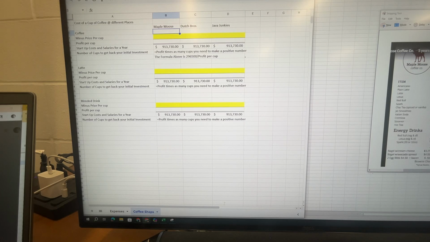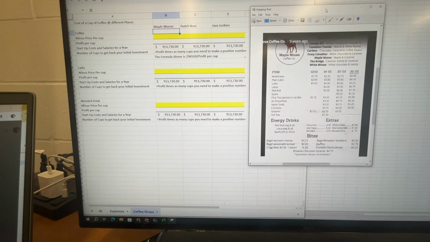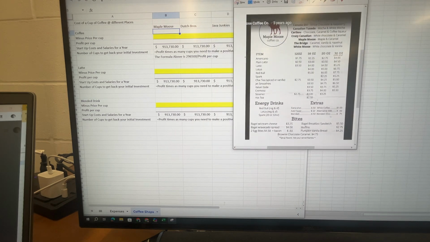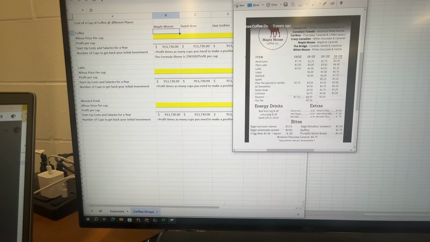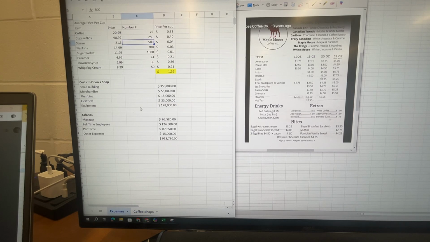So what I'm going to do is, you'll notice I've got over here, as I'm dragging it over, give me a second. Here are the Maple Moose prices for coffee. So I'm going to use this. I'm going to make this just a little bit smaller so we can see both. And I'm going to look at it. So Americano is usually what the coffee name is. I'm going to bring up the expenses.